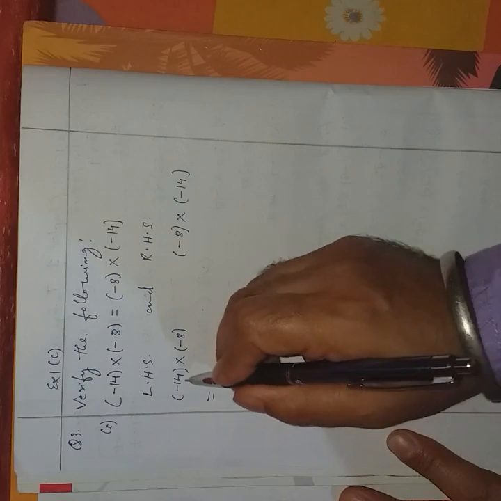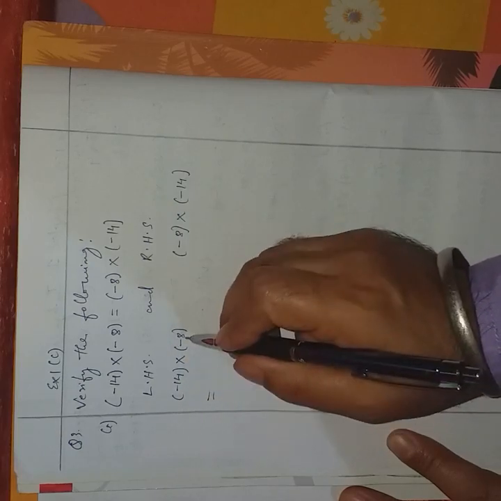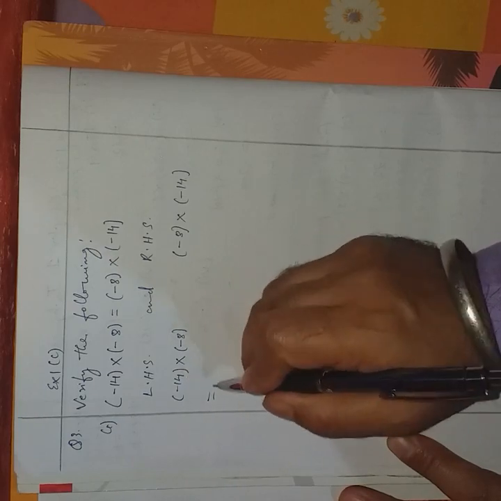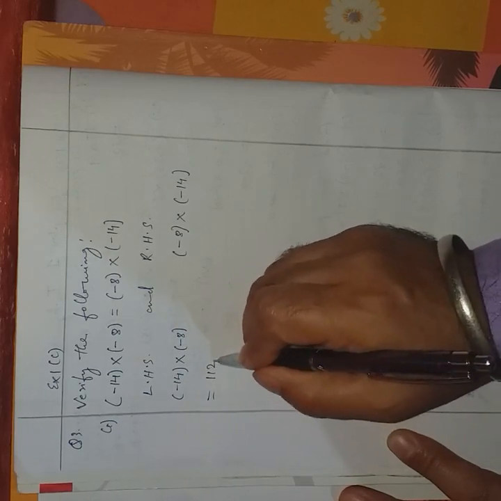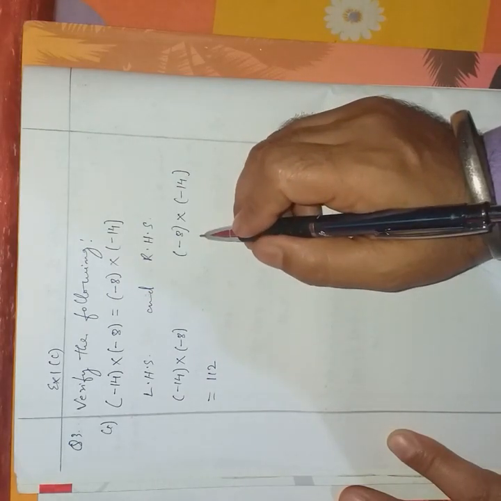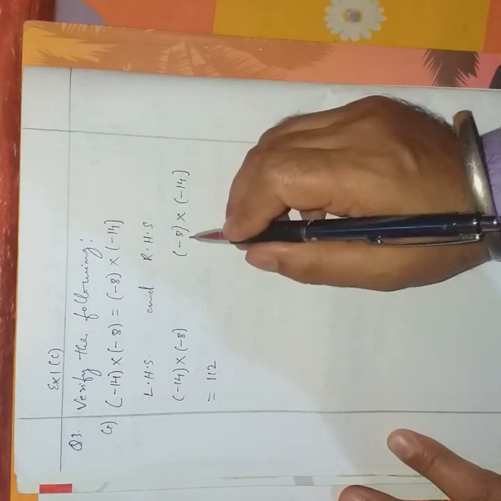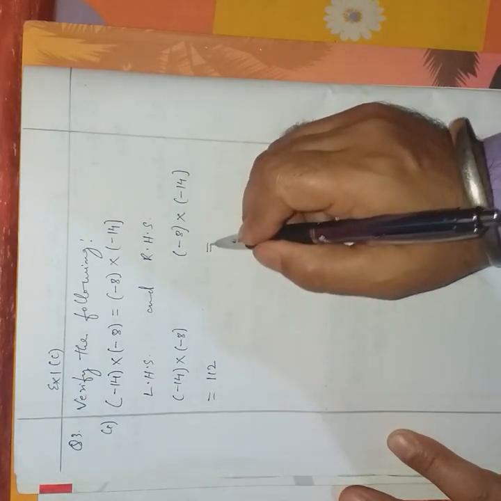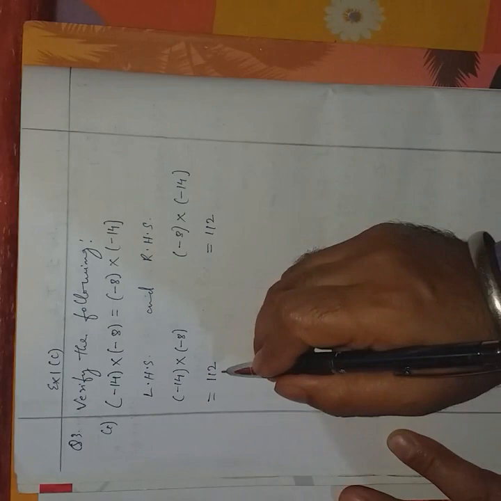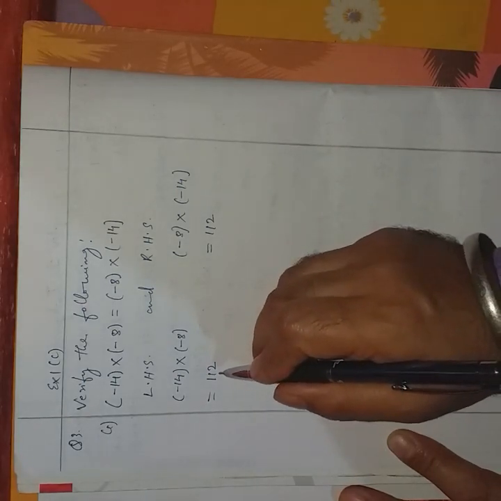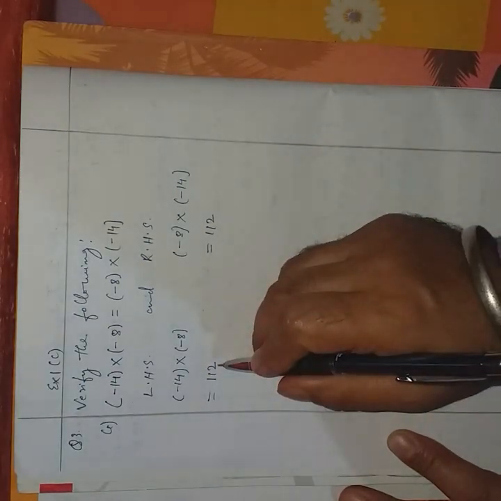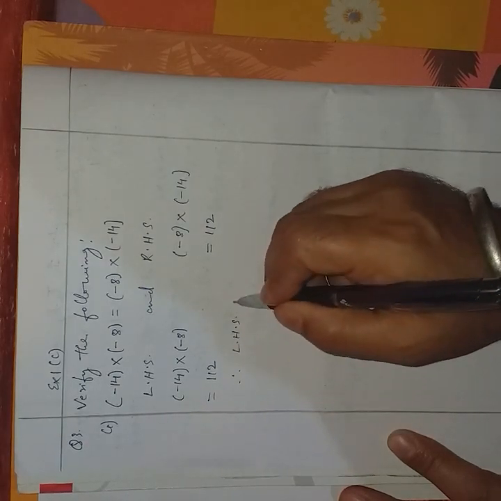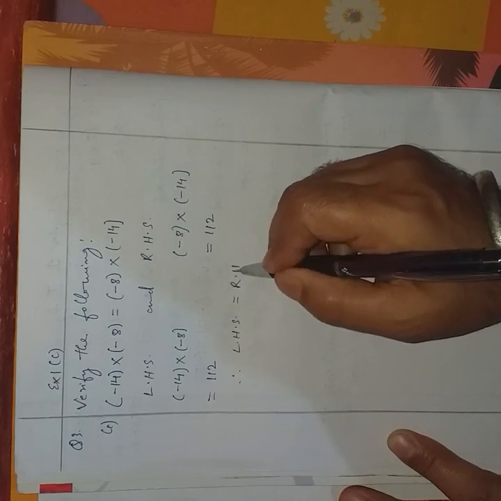So here both numbers are negative, so the resultant will be positive. Just multiply 14 into 8, 14 into 8 is 112, and here also 8 into 14, and both numbers are negative, so the resultant will be positive. So here we are getting equal results on both sides. Therefore we can write, left hand side is equal to right hand side.